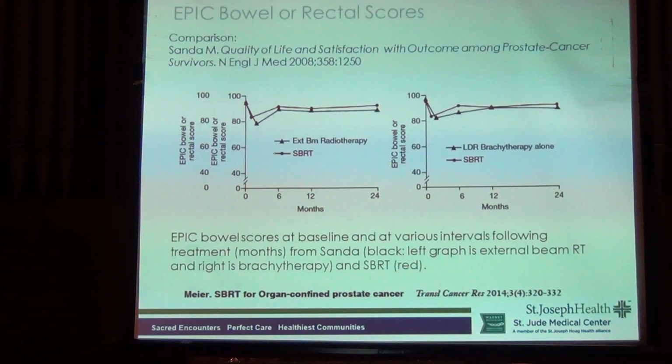And here's the rectal and bowel complications. And these numbers are very similar as well. And now, at the end of this talk, I'm going to show you some brand new techniques we're doing that are taking these complication rates in the bowel and rectum to less than 1%.